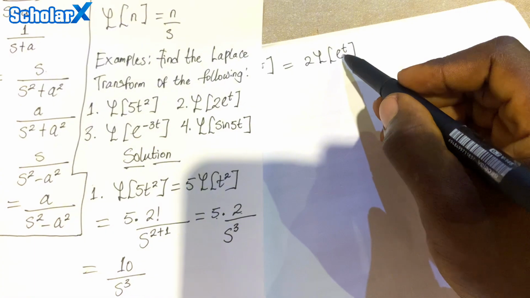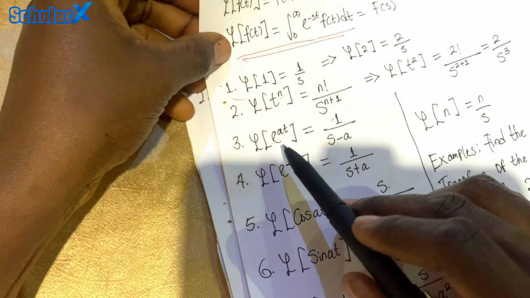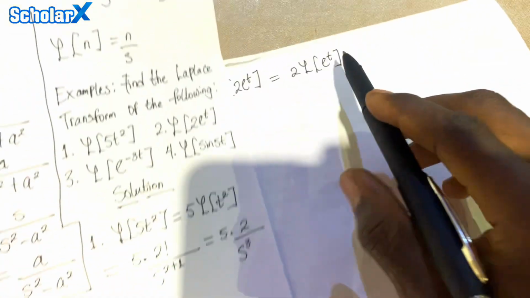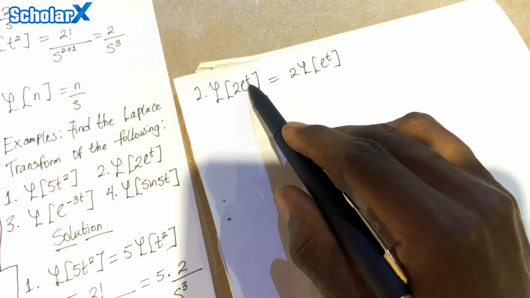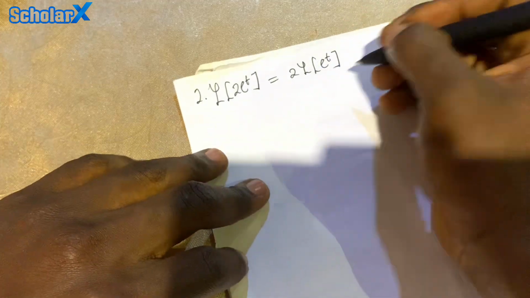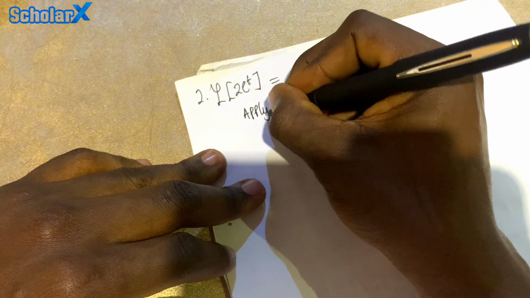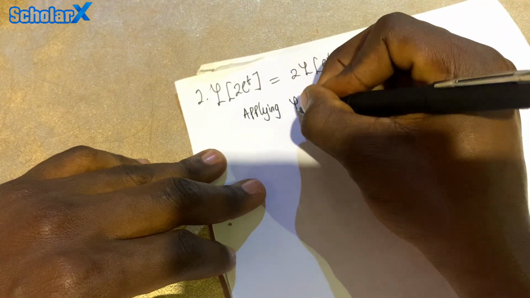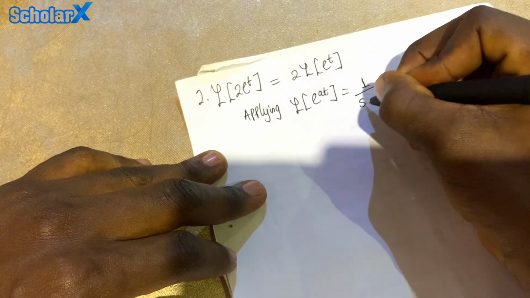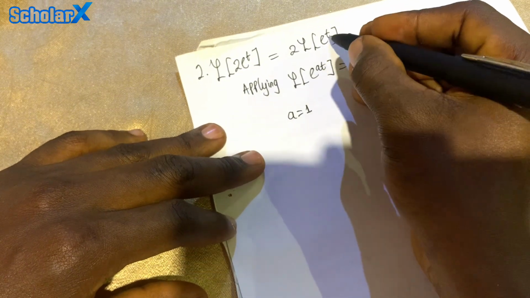Our a is 1, and it is also positive. So applying this rule, our a is 1, so it's going to be 1 over s minus 1. Applying that, the Laplace transform of exponential at is equal to 1 over s minus a. Of course, our a in this case is 1.